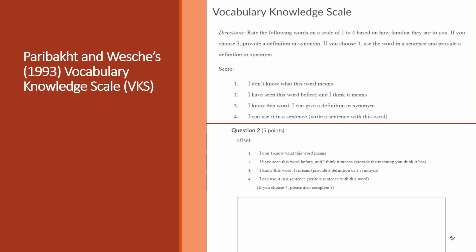The bottom screenshot is an example of what the students would see. So you have the word at the top, and then they would either choose 1, I don't know the word, 2, I've seen the word before, I think it means, and then they're supposed to provide what they think it means. And then 3, I know the word, it means, and they provide the definition or synonym. And 4, I can use it in a sentence, and they write the sentence. And if they choose 4, they're supposed to also do 3 to give the definition.